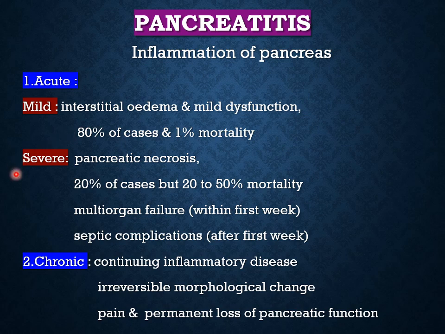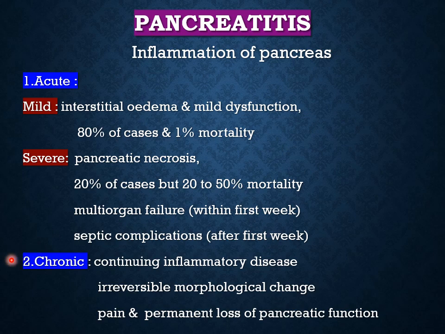In severe pancreatitis, where there's severe inflammation, there is severe pancreatic necrosis and massive inflammation. About 20% of cases fall into this category. And the mortality rate of severe pancreatitis is high, 20 to 50%, depending on the involvement of other organs, which we shall see in a short while. There can be multi-organ failure within the first week, which is very severe, and also there can be secondary septic complications, pancreatic abscess, septicemia, if the patient pulls through into the second week.